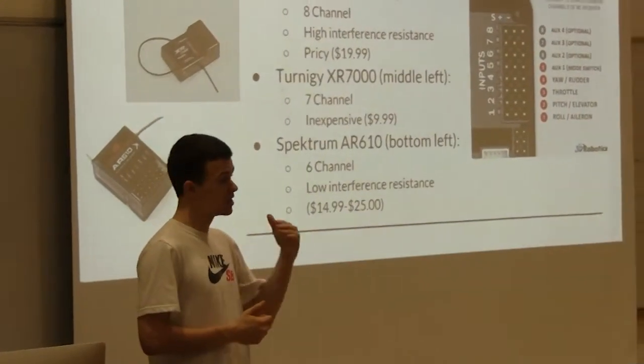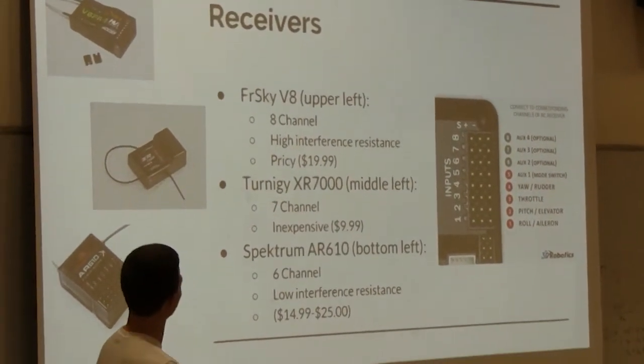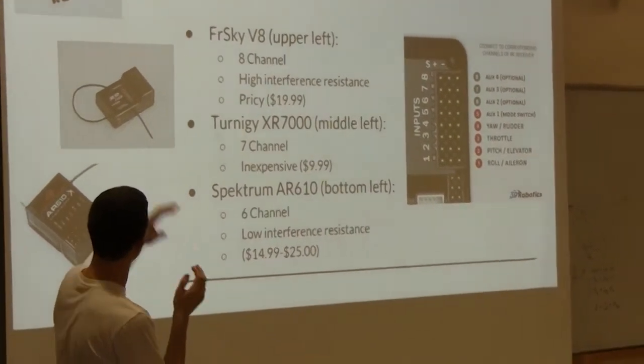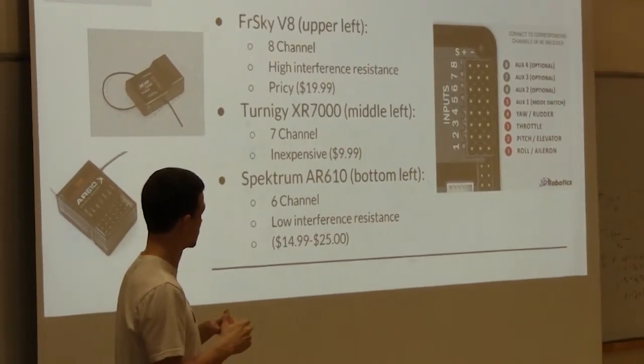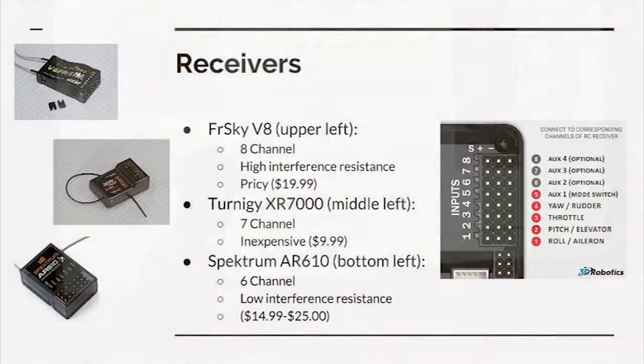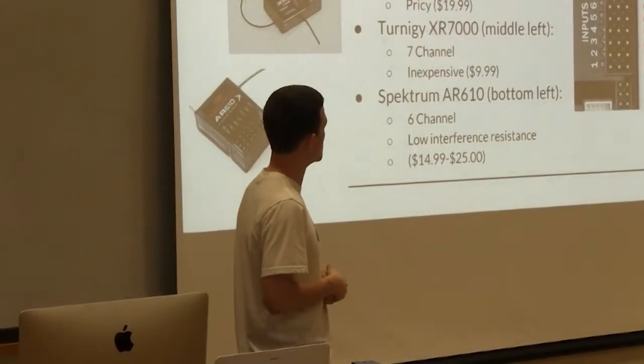So the transmitter transmits a signal, but then you need a receiver to receive the signal. Funny how that works. These are a few receivers that I'd suggest getting. They're inexpensive, usually below $20. They have between 6 and 8 channels. You'd probably want to pair that with the transmitter that you're getting.